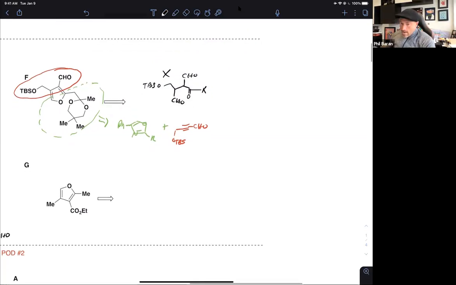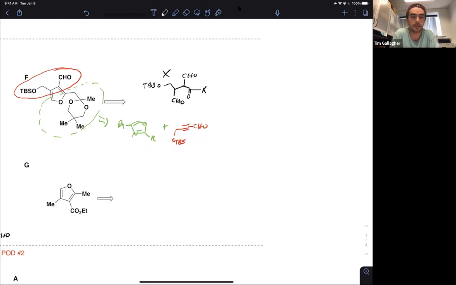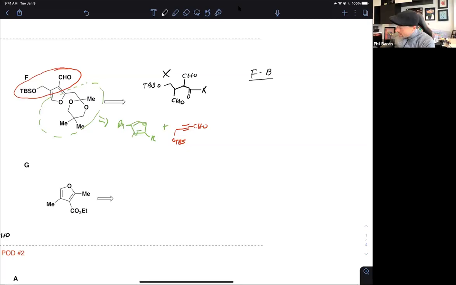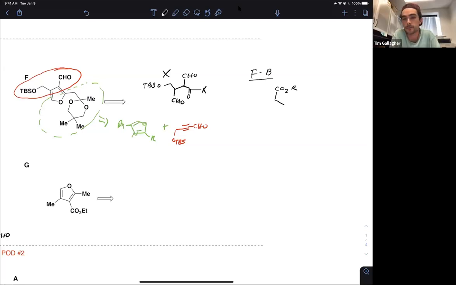Hey Phil, quick question. Yeah, what do you say there, Tim? Can you do something like the Hantzsch thing here, except instead of an ester, use an aldehyde? I mean, I could see that you could get regioisomers, but could you use an aldehyde instead of an ester? Generally not. So what you're saying is, why don't we make the ester, or make the ester, then reduce it to the aldehyde?